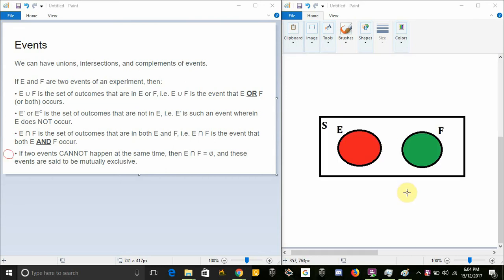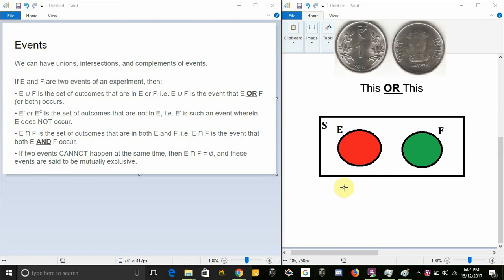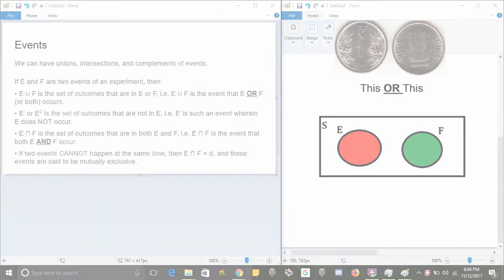If two events cannot happen at the same time, then E intersection F is phi, and these events are said to be mutually exclusive. That is, if one happens, the other cannot happen. For example, while tossing a coin, you cannot get a tail if you are getting a head, and vice versa.